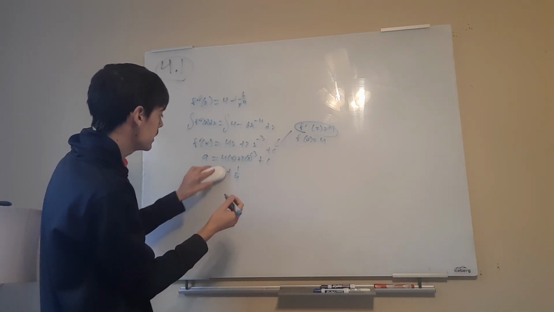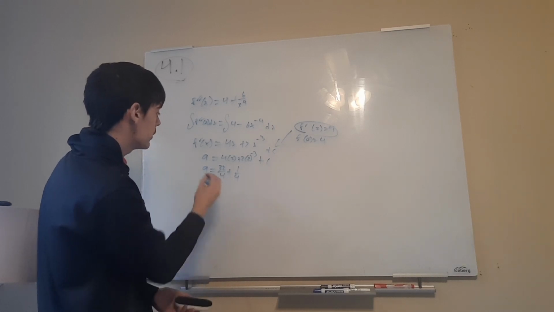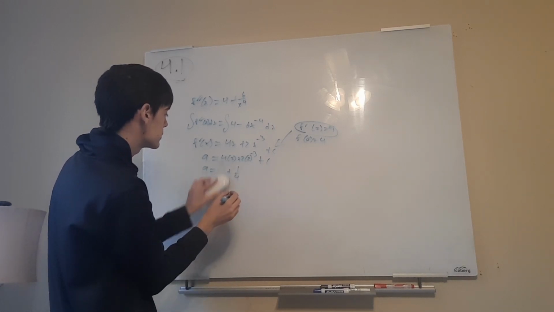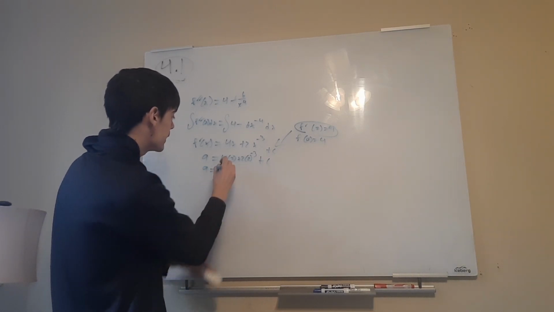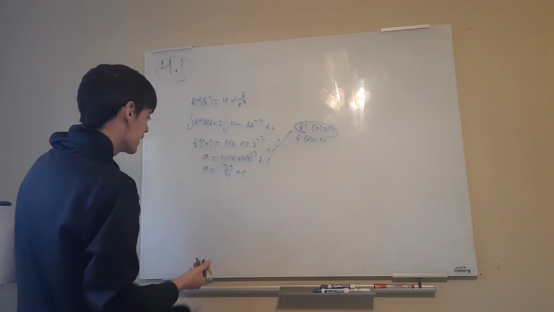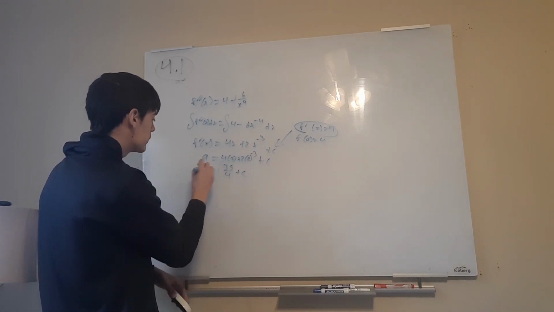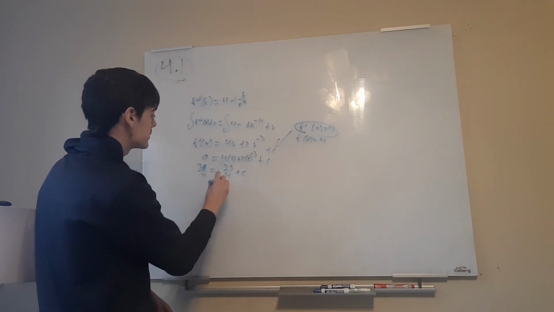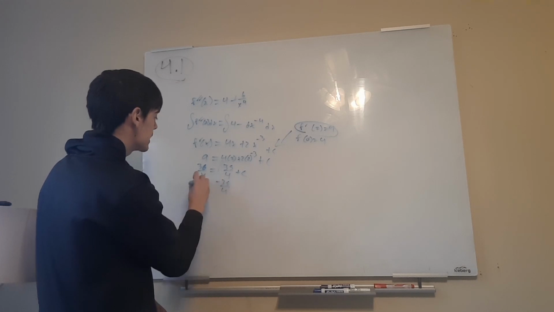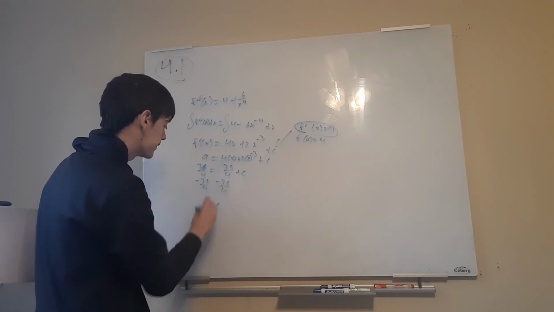8 is the same thing as 32 over 4. 32 plus 1 is going to give us 35. So 35 over 4 plus c is equal to 9. And then now we could rewrite 9 as 36 over 4. Subtract 35 over 4 from both sides, and we'll get that 1/4 equals c.